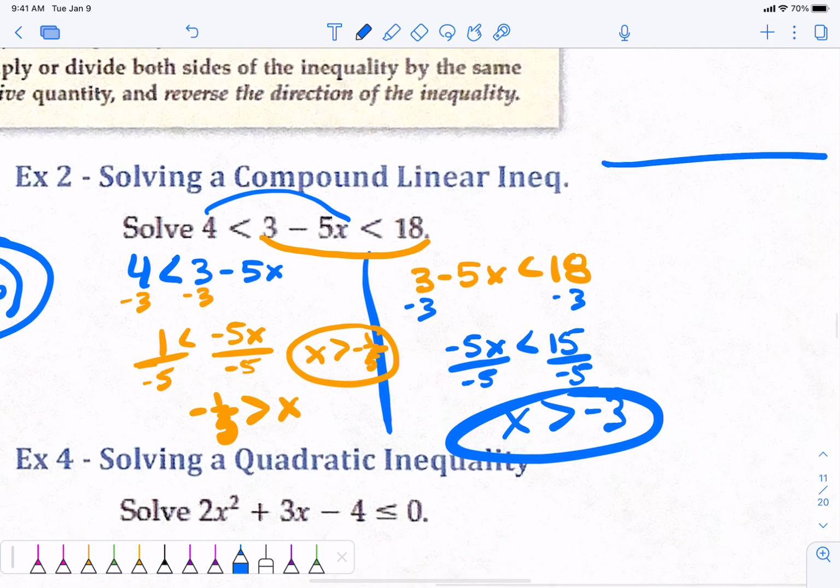Now, I'm going to graph this just so that we can see what it looks like. Which one comes first on a number line? Negative 3 or negative 1/5? Negative 3 is further to the left.